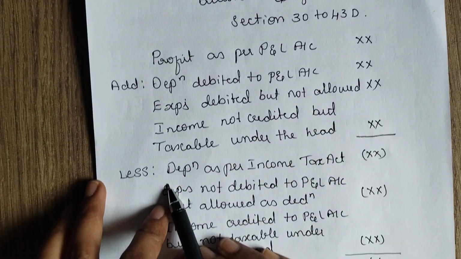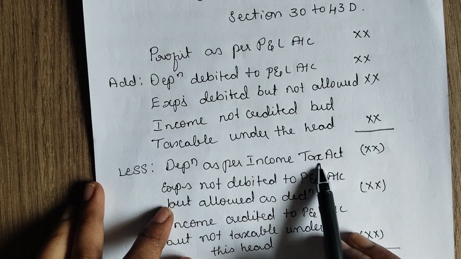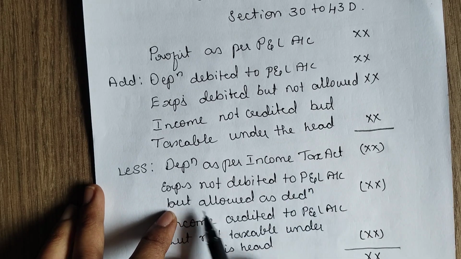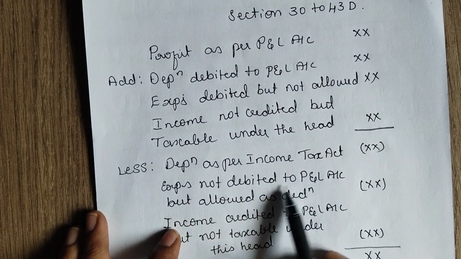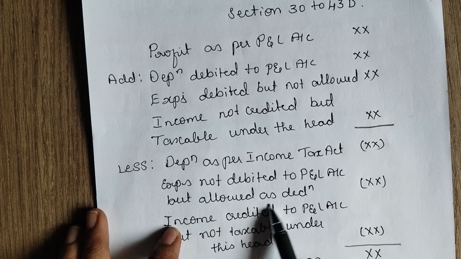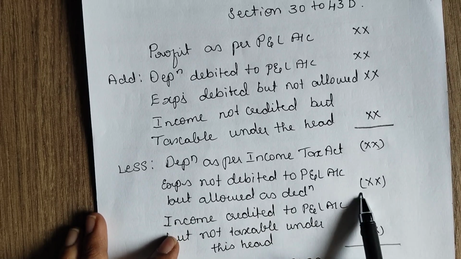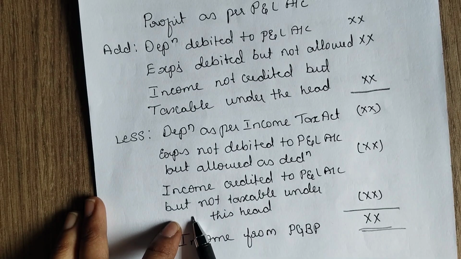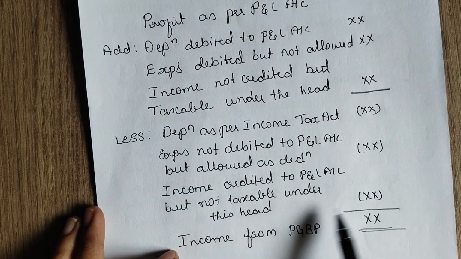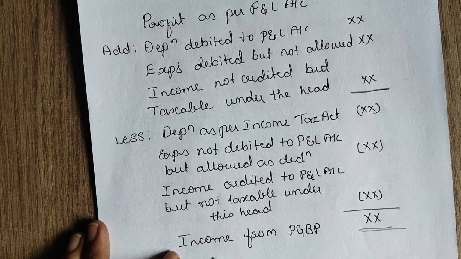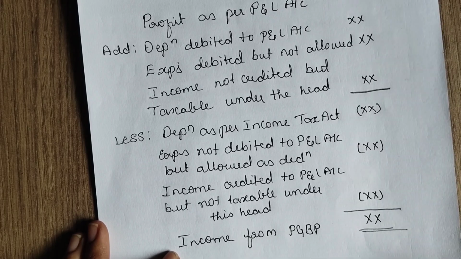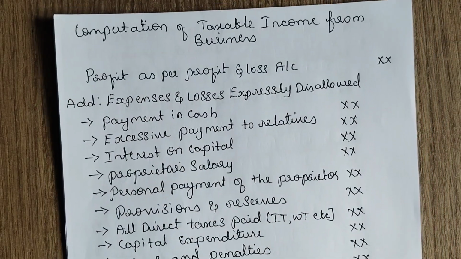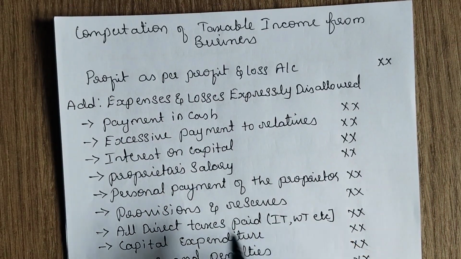Then you need to deduct depreciation as per the Income Tax Act, whatever as per the act it is provided. Expenses not debited to the profit and loss account but allowed as a deduction, those expenses will be considered. Income credited to the profit and loss account but not taxable under this head will be considered. Then we will get income from business or profession. In detail, we will understand the format.